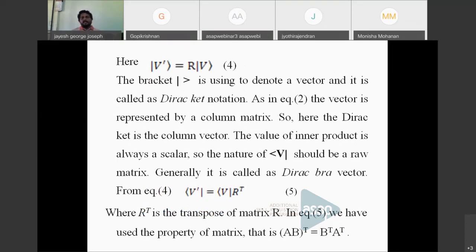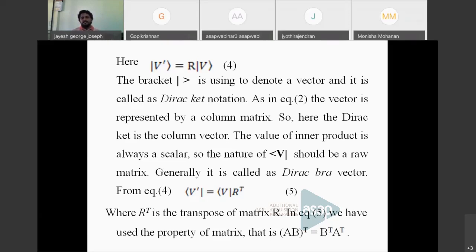The bracket is used to denote a vector, and it is called the Dirac bra-ket notation. As in equation 2, the vector is represented by a column matrix, so here the Dirac ket is a column vector. The value of the inner product is always a scalar, as already said.